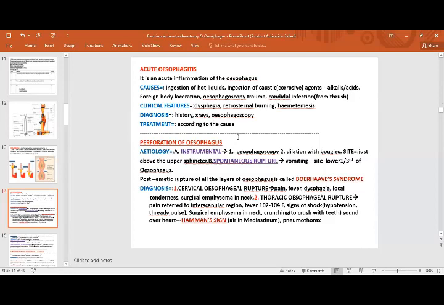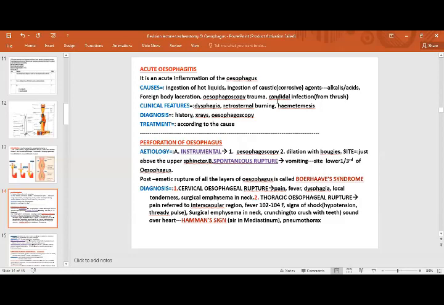It is an acute inflammation of the esophagus. The causes are, of course, ingestion of hot liquids, caustic agents like corrosive agents, alkalis and acids, which are routinely present in our homes, like soaps and different types of detergents. And sometimes, in the case of kids, foreign body, laceration, esophagoscopy, trauma, candidal infection, thrush. These are some of the conditions which can cause acute esophagitis.